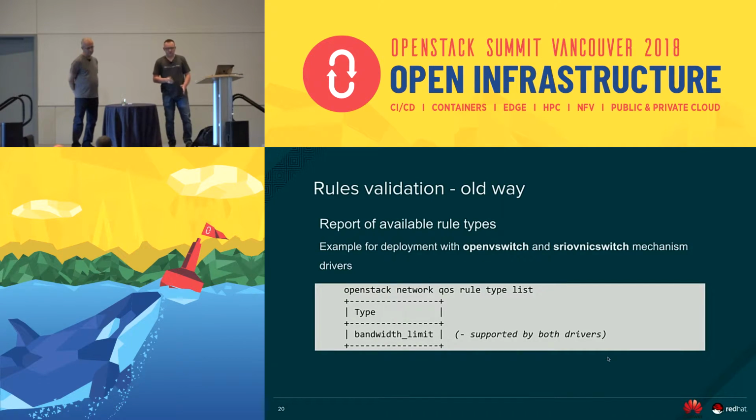The only thing which was available at the beginning in Neutron was an API call to list supported rule types, and it returned only rule types supported by each of the loaded mechanism drivers. So, for example, if you have a deployment with Open vSwitch and SR-IOV mechanism drivers, you will get only the bandwidth limit rule as available, because the DSCP marking rule is, for example, supported by OVS but not SR-IOV, so it won't be on this list.